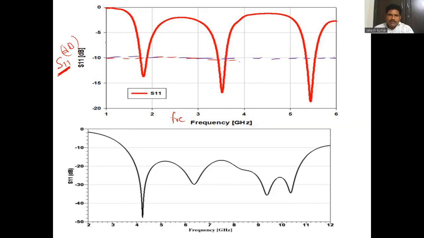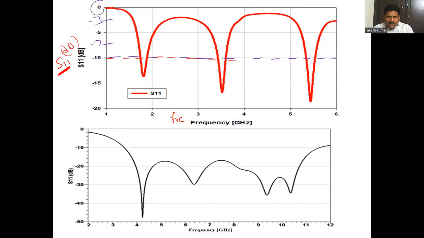Okay, so what happens if it is minus 7, or minus 3? What does this minus 7 indicate? Minus 7 indicates only 70% of the power is transmitted and 30% is reflected back. Can we consider that case? No, we don't consider it. So what is the preferable case? Whatever the input power you have provided at port 1, 90% should radiate and only 10% reflect. So in that case, we are getting minus 10 dB.